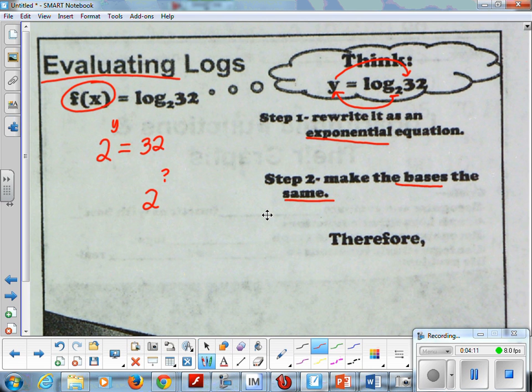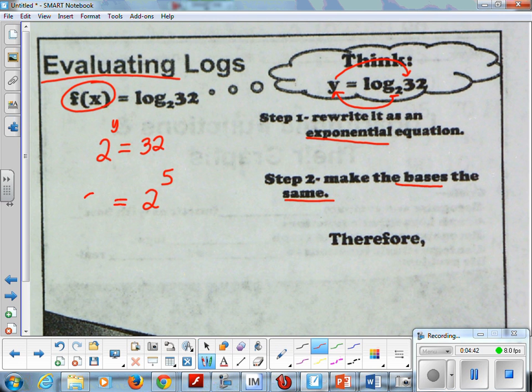Some students said 6, 5, 4, and 3. So what's 2 times 2? 4. Then 4 times 2 is 8, so that's 2 to the 3rd power. 8 times 2 is 16. Then the last one, 16 times 2 is 32. Good. So your final answer is that 2 to the power of 5 is equal to 32. Do you see that?